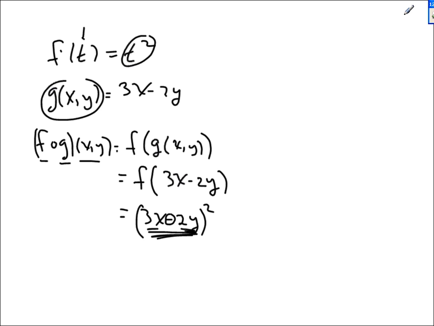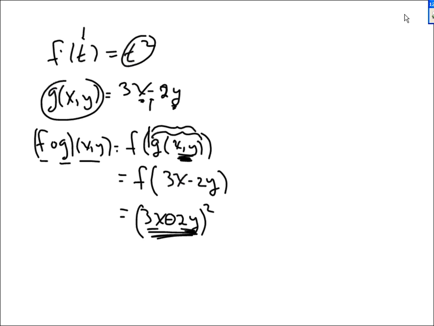Okay, but now we have to be very careful. We're taking g of stuff. Can we take g of anything? Yes. x and y can be anything. We're never dividing by 0, and we're never taking the square root of negative numbers. You can triple any number, and you can double any number, and then you can subtract them. So x,y can be anything, because we can take g of anything.